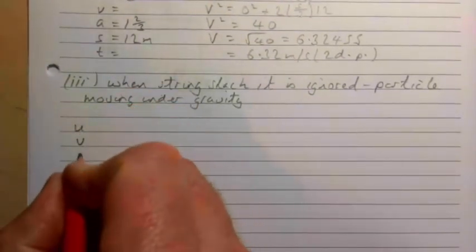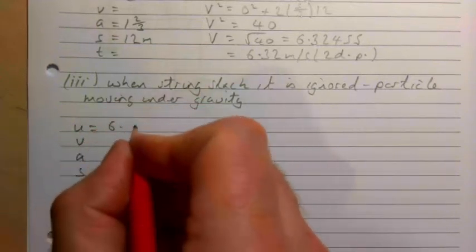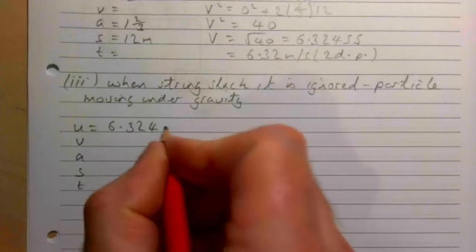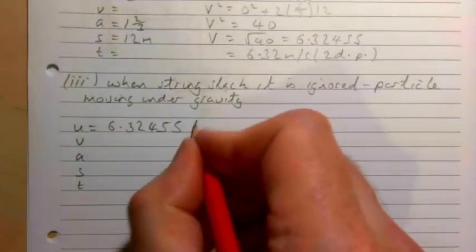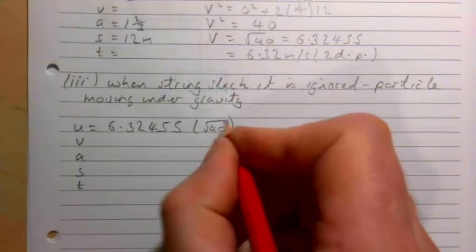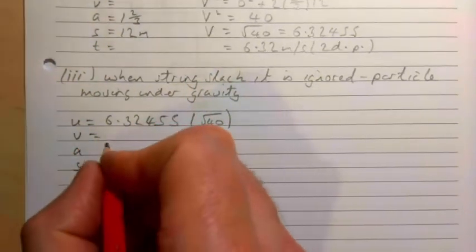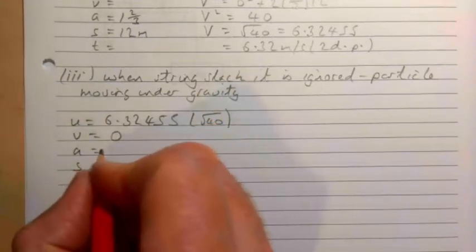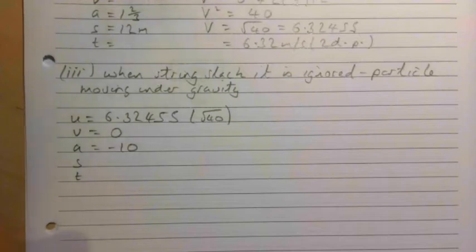So U, V, A, S, and T. U is 6.32455. I actually like using root 40 there. If you can, it keeps things a bit more accurate. That's the exact answer which we have. V is 0 because we want to know how high it goes, and my gravity then is minus 10. We know that from unit 1.